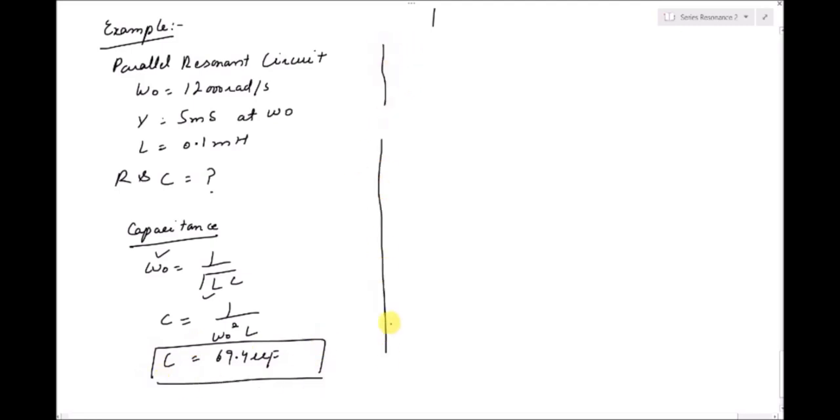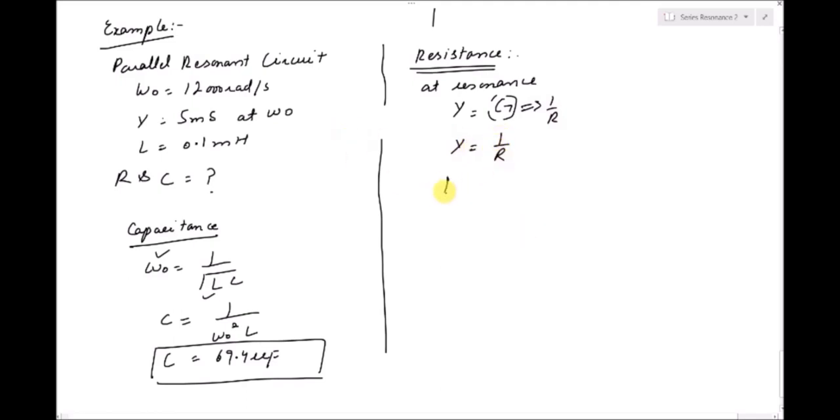Now for the value of resistance, we know that at resonance the admittance is equal to conductance, and this conductance is 1 over R. So admittance is equal to 1 over R. If I have to calculate the resistance value, it will be 1 over Y, that is 1 over 5 into 10 raised to minus 3, and the resistance value will come out to be 200 ohm.